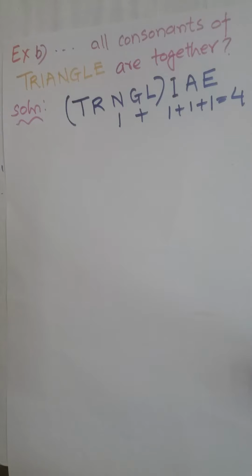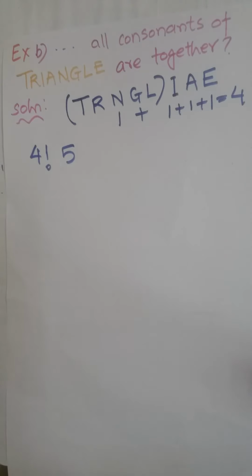So the number of arrangements is, yes, 4 factorial. Now the second step is TRNGL. The consonants, they themselves can be arranged in how many ways? That we need to multiply. So how many consonants are there? Yes, 5. So 5 consonants are there, so we will multiply by 5 factorial, which is the answer.